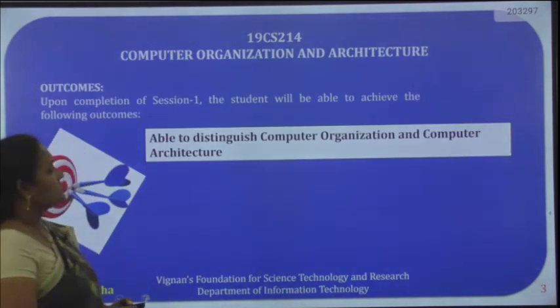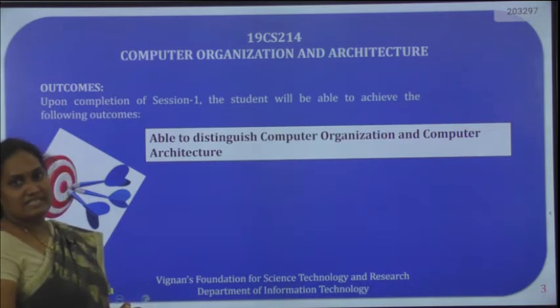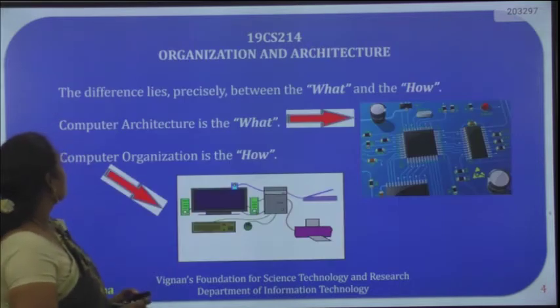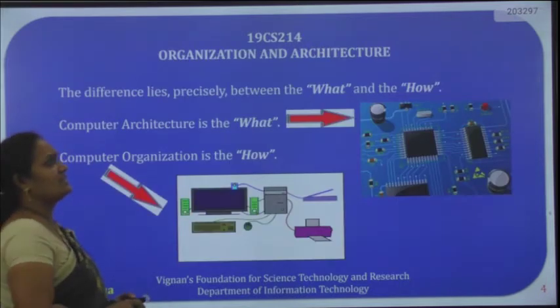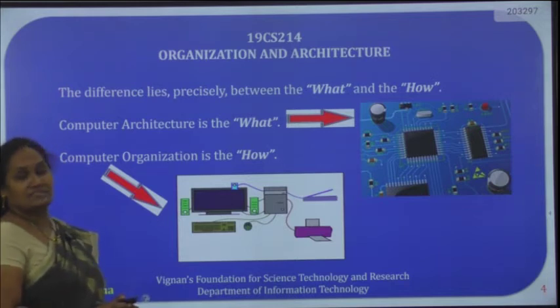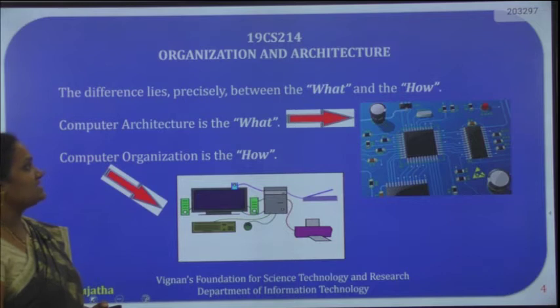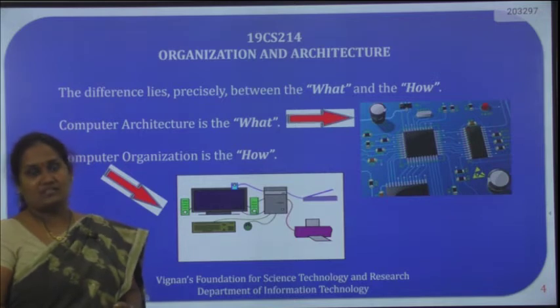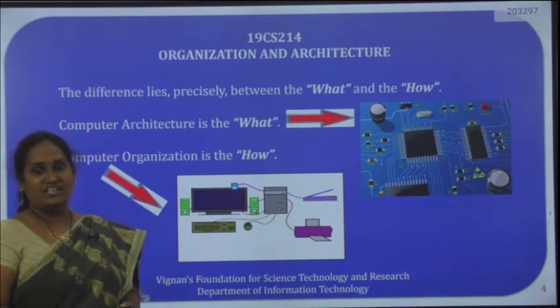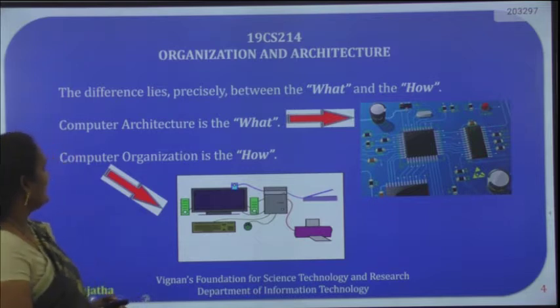The main outcome of this session is that the student will be able to distinguish organization and architecture. Now, what is the difference between organization and architecture? Majorly, the difference lies between the terms what and how. Computer architecture explains what is there in the computer, what the various operations available in the computer are, what the various components are, and which component is related to which component. All these things are explained by architecture.